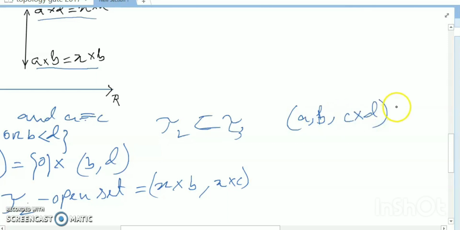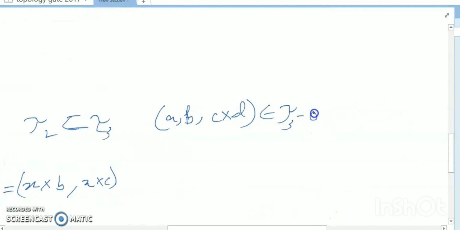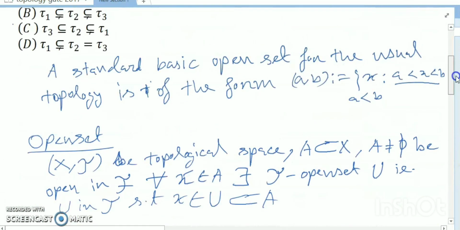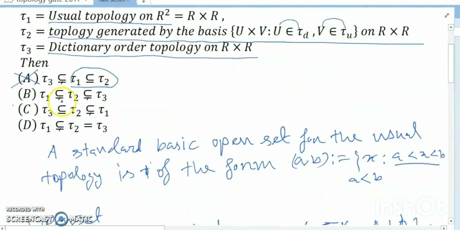Hence, which option is correct? Now we check that this option is correct. Option D is correct. Otherwise, all are wrong.